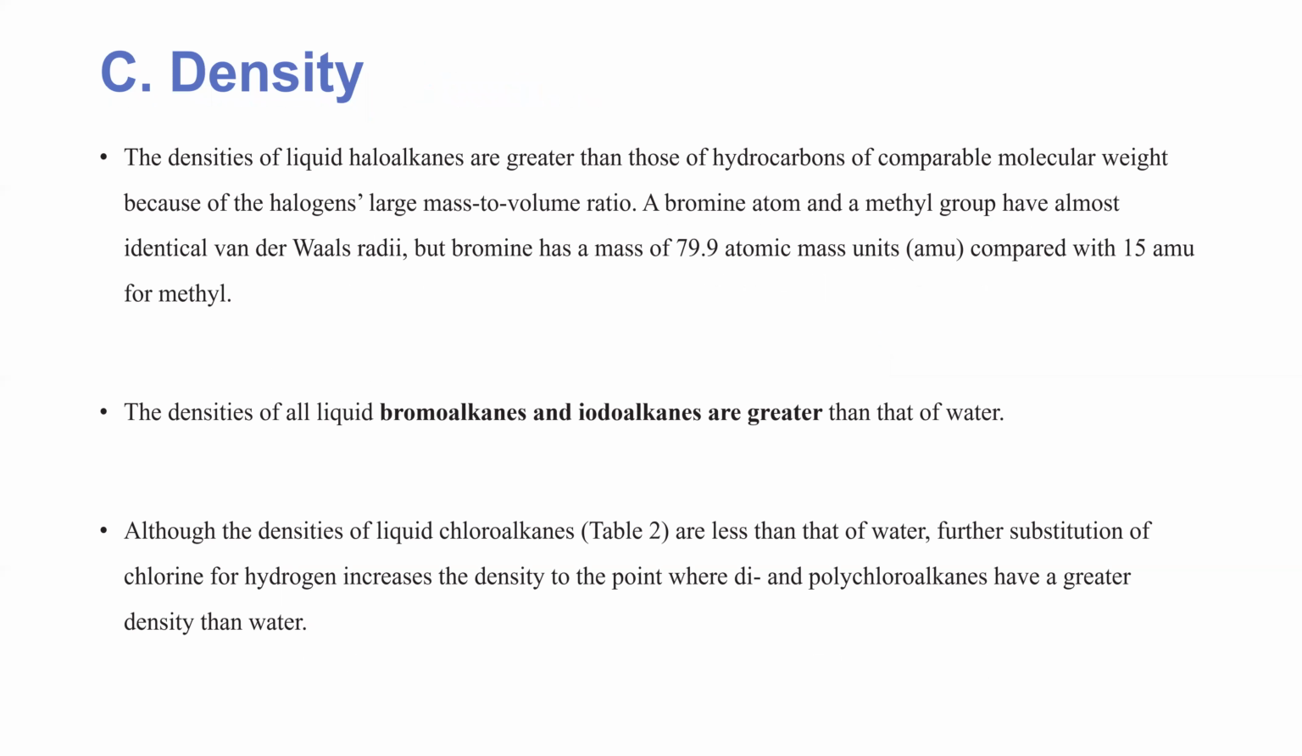Now, the third property is the density. The density of liquid haloalkanes is greater than those of hydrocarbons of comparable molecular weight because of the halogen's large mass to volume ratio. Because we know density is mass over volume, if that ratio is higher, it means they have a higher density as compared to the hydrocarbons.